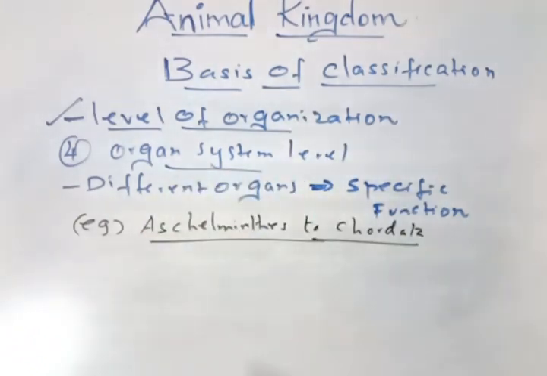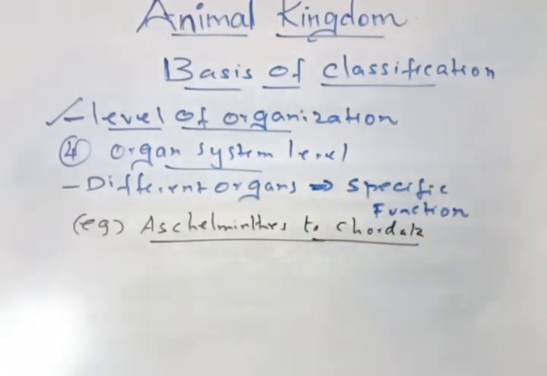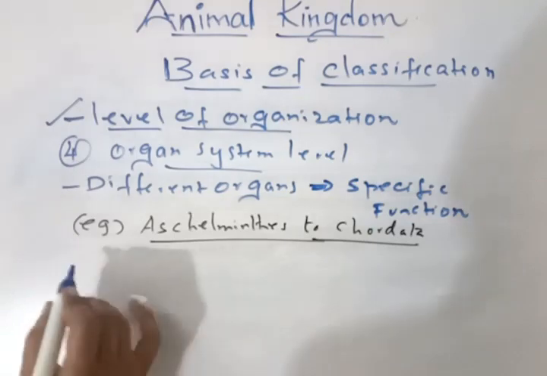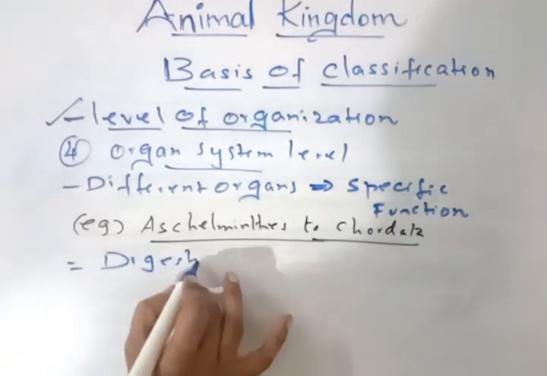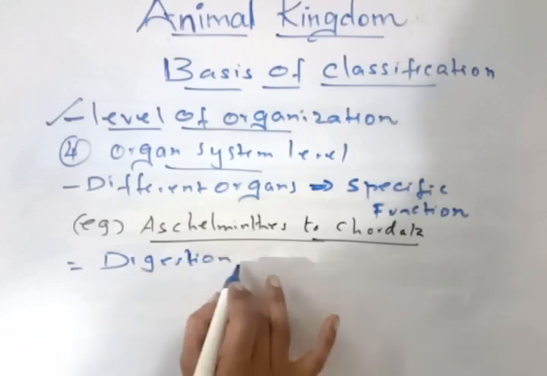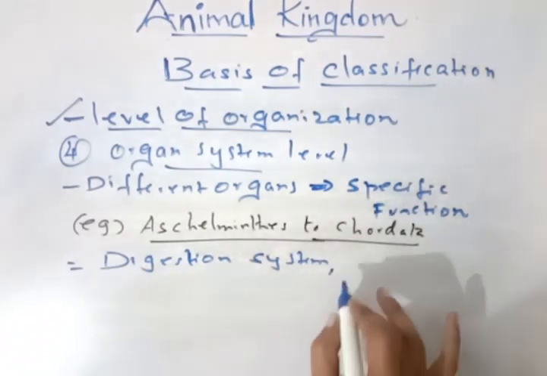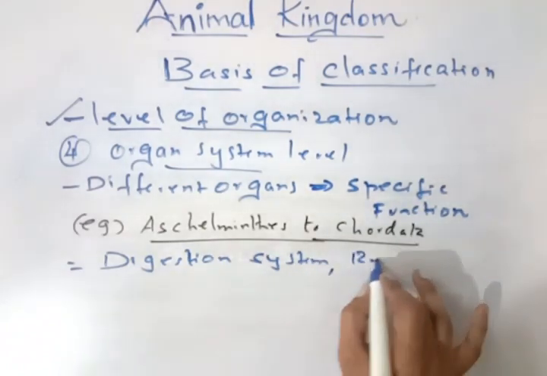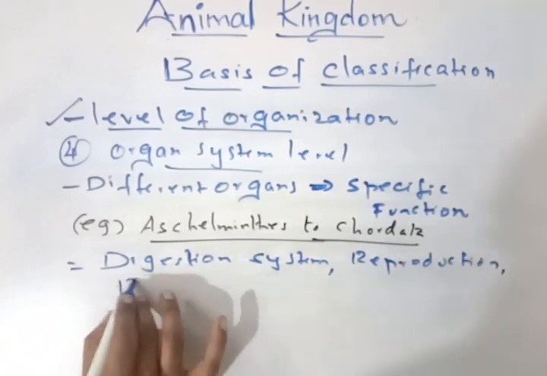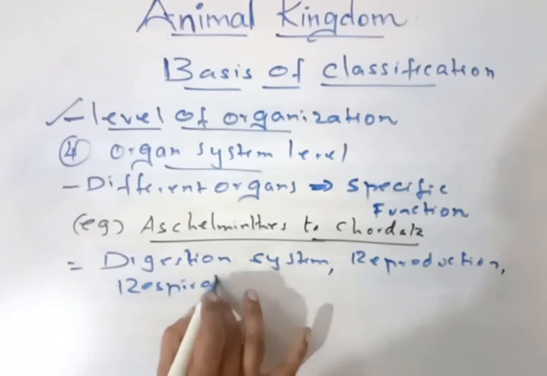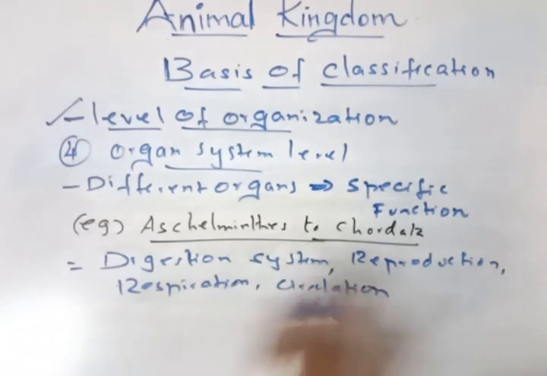What is organ system level? Different organs do one specific function. For example, if you talk about the digestive system, this is a system. When you talk about the digestive system, even when you talk about the reproductive system, the circulatory system, the respiratory system, respiration as well as circulation, all these involve different organs.